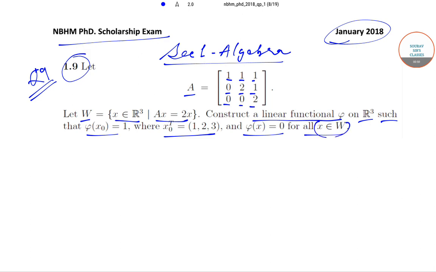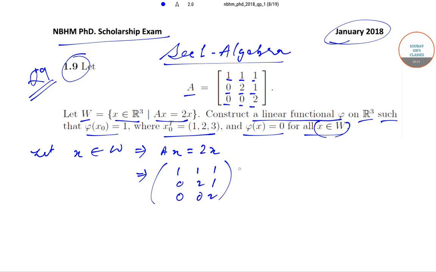So let us start off with the process. Let x belong to W. So that implies that A of x is equal to twice of x. So that we can write down as the matrix A, which is 1 1 1, 0 2 1, 0 0 2, times x1, x2, x3, and that is equal to twice of x1, x2, x3. So twice of x1, twice of x2 and twice of x3. This is what we know.